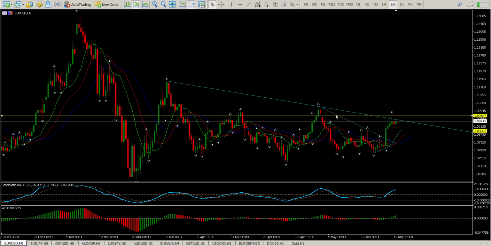We have broken this triangle, this consolidation area here. If I put another noisy line in over there, you'll see sideways, sideways, sideways. We've broken up. I'm looking for a retracement onto support, and that is my long entry.